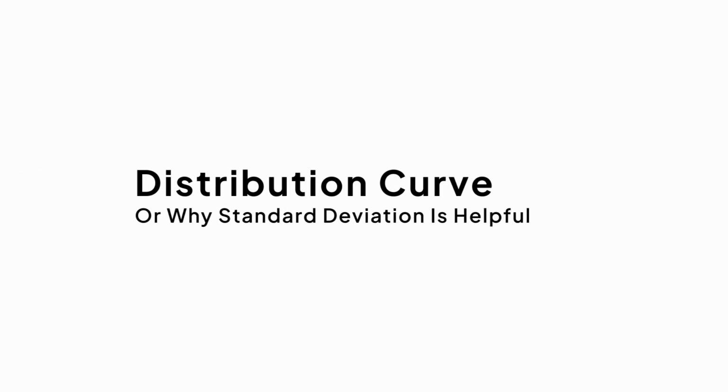Those examples lead to the following question. How can we make sure that the selected threshold will work over time? The answer lies within the concept of a distribution curve. But first, what is a distribution curve exactly?